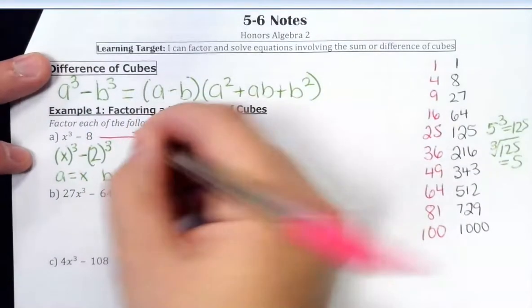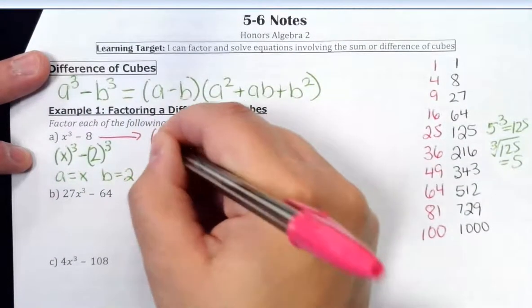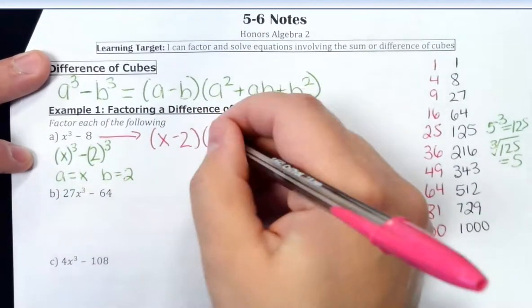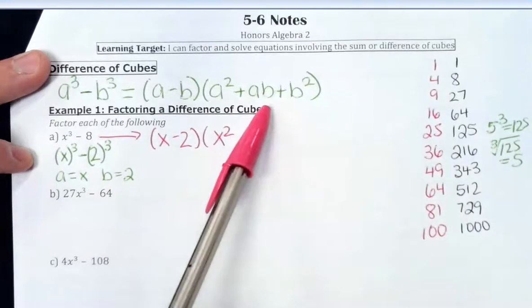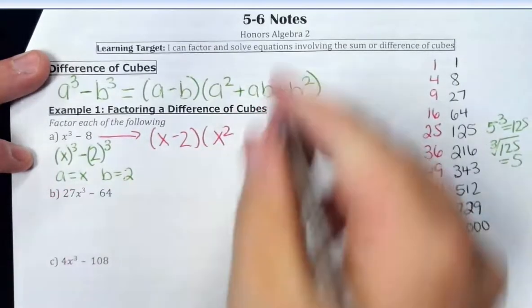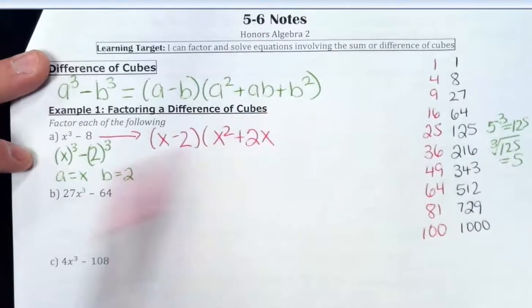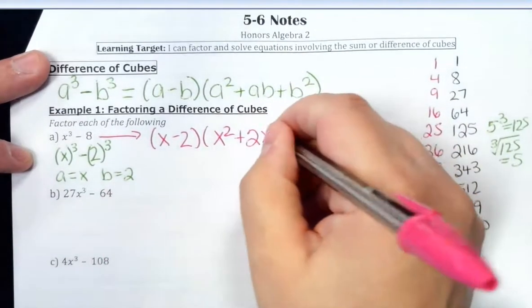So the factored form here, this would just be x minus 2. The a value squared would be x squared. In the middle, a times b would be x times 2, so it would be 2x. And on the end, b squared would be 2 squared, and so that would be 4.